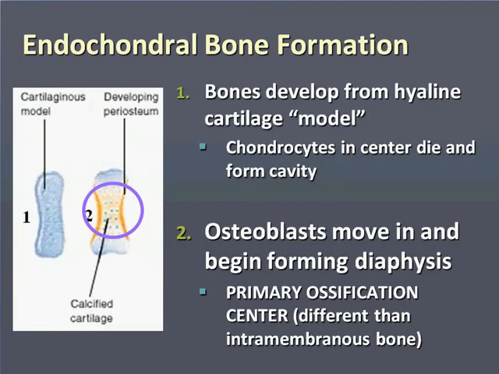So endochondral bone formation, here we go. Again, starts with cartilage, hyaline cartilage, and the chondrocytes in the center just kind of die and create the space for osteoblasts to come in and begin forming the diaphysis, which is again the shaft of the bone, a long bone. The shaft of the bone is, in this case where the bone is forming, called the primary ossification center. This is where most of the bone tissue is being made. And this is different because there are no ossification centers in intramembranous bone formation.